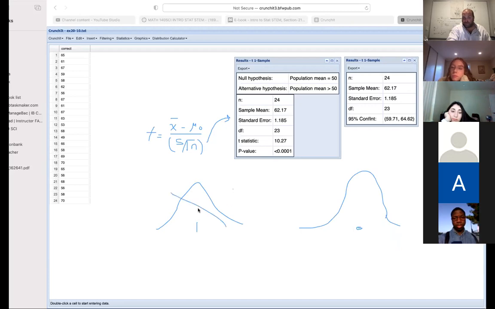Or is it more likely that I was way off and it's really over here somewhere? I have to reject this. I'm so far from there. This can't be right, but this is probably more accurate. That's the thought process behind these hypothesis tests. Does that make sense?